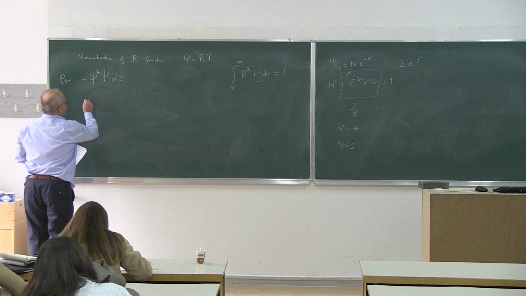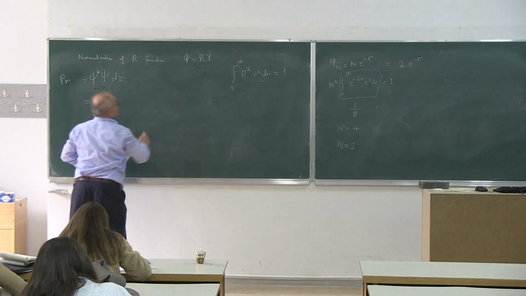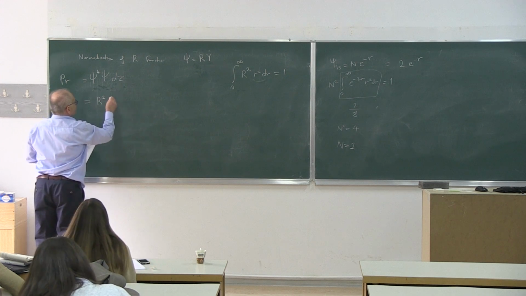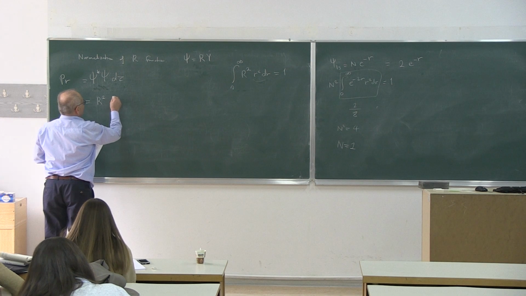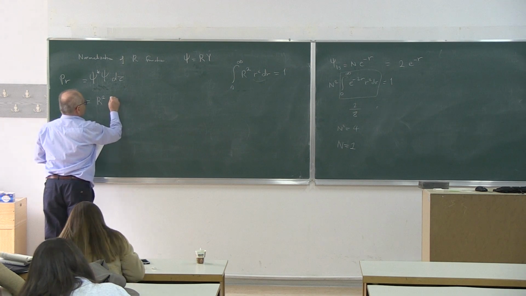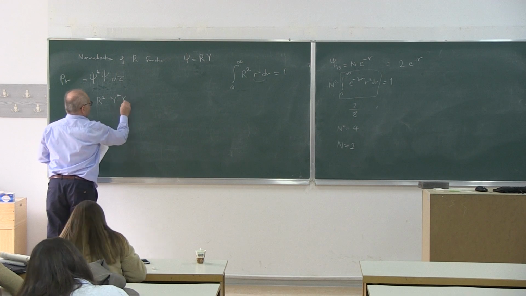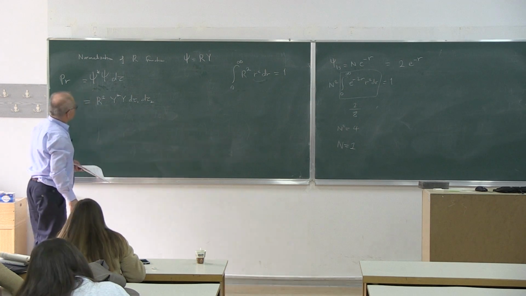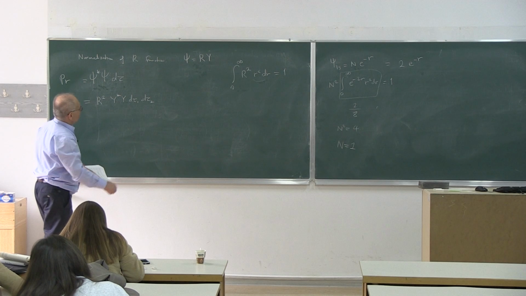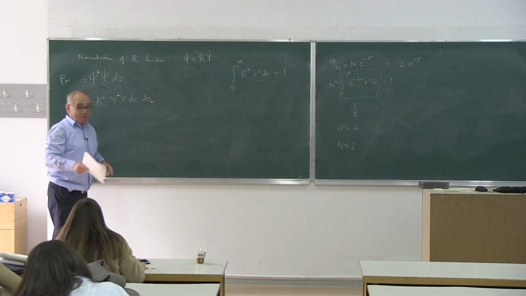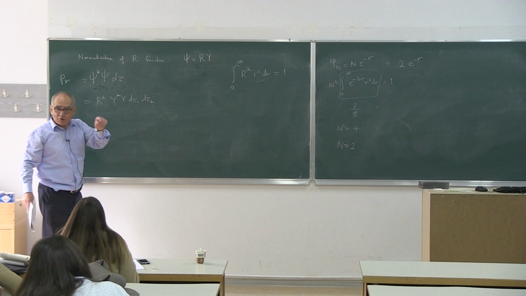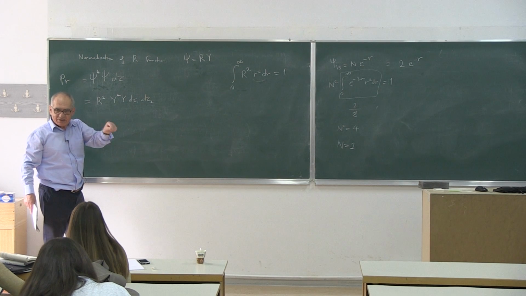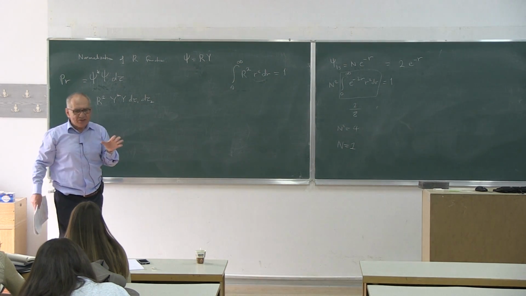Now, let's write this more explicitly using the form of it. This is R squared times Y squared, d tau 1 times d tau 2. Remember, d tau 1 contains only r variables. D tau 2 contains two angle variables. One is theta, the other is phi. Now the question is this.